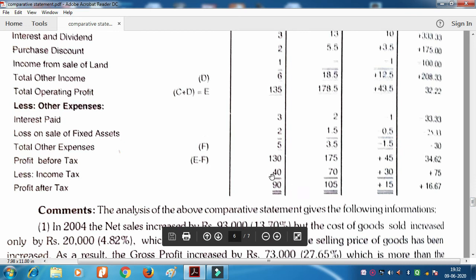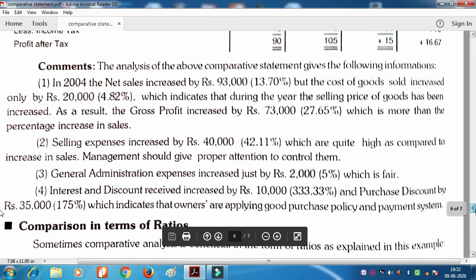So you can see from 40 it has increased to 70, means 30. So 30 divided by 40, it becomes 75%. So profit after tax, that is PAT, becomes 90, and in the current year it becomes 105. So from 90 it has increased to 105, so the difference is 15. So 15 divided by 90 into 100 will give you the percentage. So in this way you need to calculate the comparative financial statement. It may be based on the balance sheet or it may be based on the PL account.